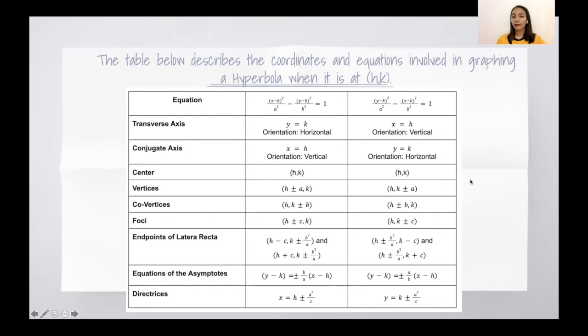You need to also have a copy of the table. If the center is at HK, ito yung gagamitin natin. Okay, so let's try to answer some items. Okay, so example number 3.